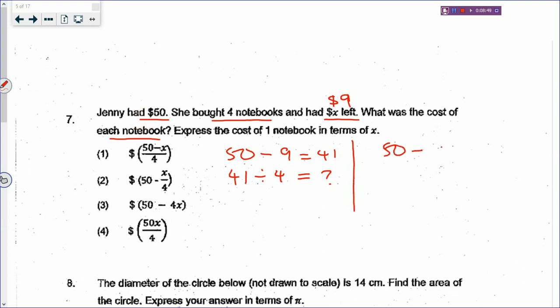So you minus X, and then after that you have to divide, right? So you divide, you show a fraction line. Your fraction line is also dividing, then divide by 4. So how much is 1 notebook in terms of X? 50 minus X over 4, and your answer will be number 1.